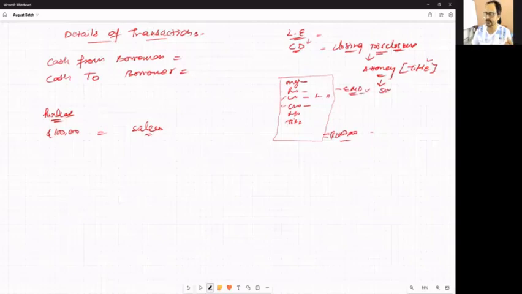So let's say $5,000 paid to book the property. Earnest money deposit. This has been paid already. So obviously from this 100,000, this 5,000 is already paid. So it will become 95,000, right?